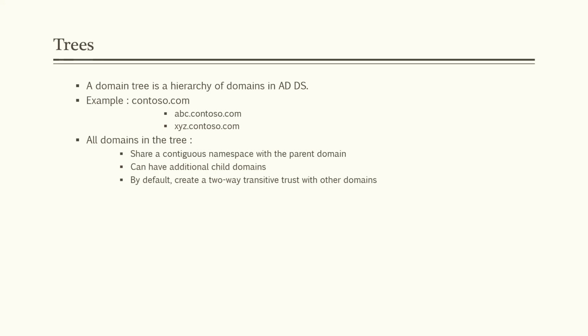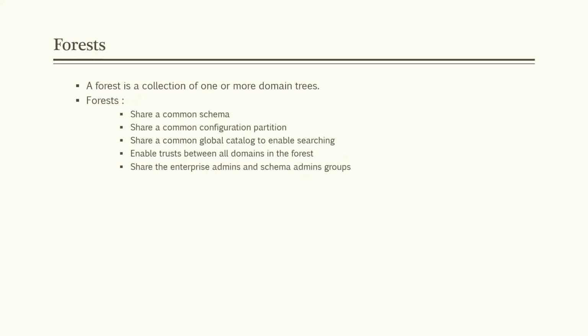So abc.contoso.com can have something like 123.abc.contoso.com, or xyz could have something like fake.xyz.contoso.com, etc. Next, we will be taking a look at forests. So a forest is nothing but a collection of one or more domain trees.